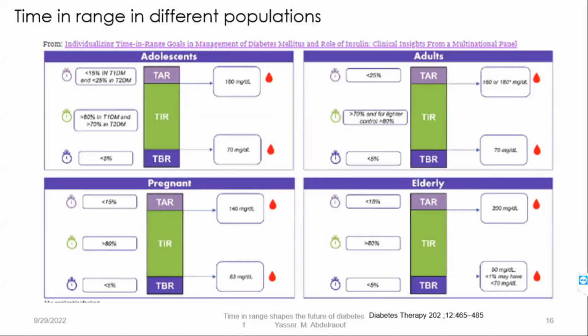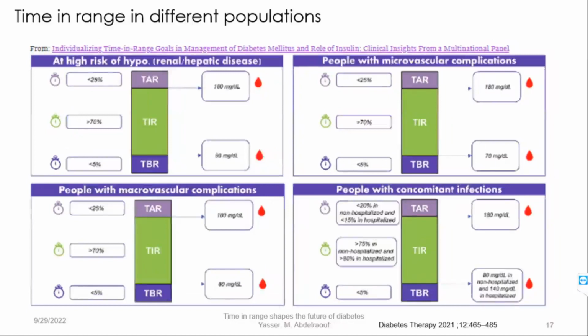In pregnancy, type 1 or type 2 diabetes or gestational, the time range is from 63 to 140 milligram per deciliter. This is the range, and the time in range should be above 80%. And in the elderly, the target is relaxed from 90 to 200 milligram per deciliter, and the patient should be in this target for about 80% of the time, and should not be less than 70 milligram per deciliter more than 1% of the time. Patients who are at high risk of hypoglycemia, either they are suffering from some sort of renal disease or liver disease, the target is from 80 to 180, and he should be in this target for about 70% or above.